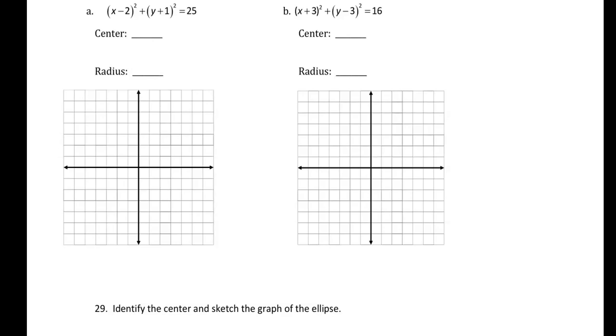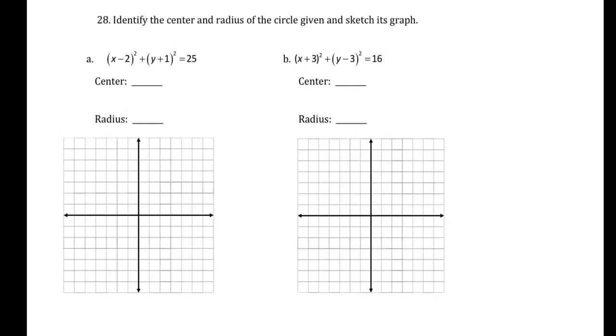Okay, in this video we're going to do questions 28 and 29 on the review packet, and this is focusing initially on circles and then on ellipses. So here's an equation of a circle right here. You should recognize that as being (x minus h) squared plus (y minus k) squared equals r squared.